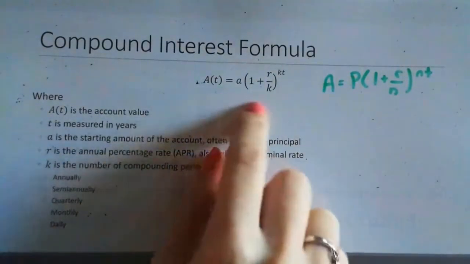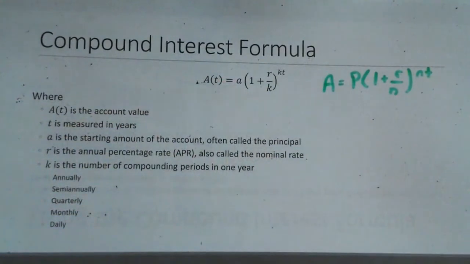So given the equation in this form with our r's, k's, t's, and a's, A of t is the account value, so that's how much the whole thing is worth. T is time, and it's measured in years. Our lowercase a is the starting amount in the account, often called the principal. R is our annual percentage rate, also known as APR, that's also called the nominal rate. K counts the number of times we are compounding in 1 year.